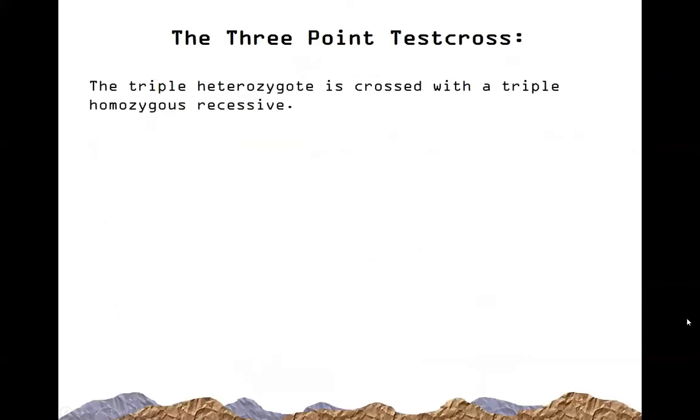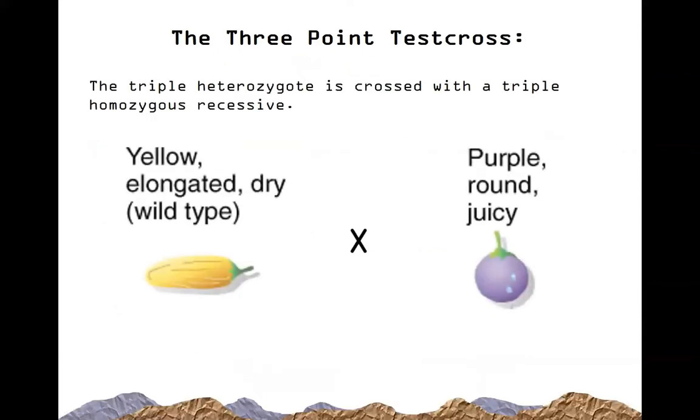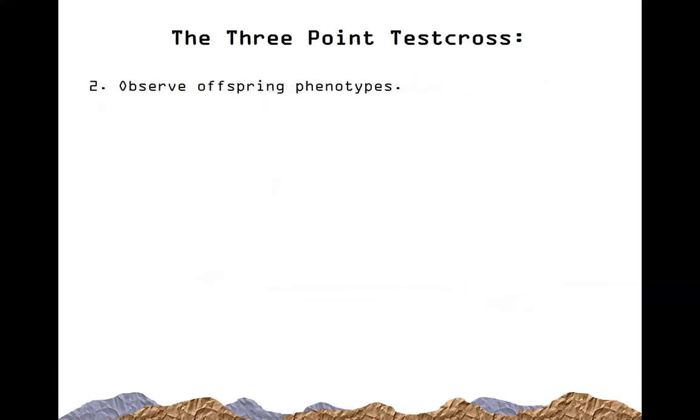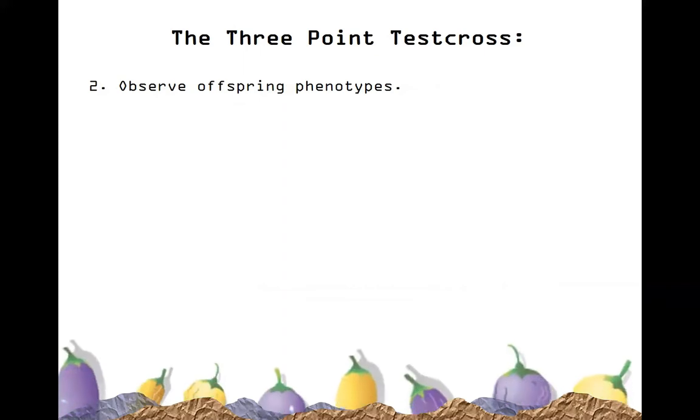So we set up this cross. These are plants, so we're going to let pollen do as it does. We now have these 2 parents: this wild type heterozygous individual that looks yellow, elongated, and dry, crossed to this homozygous recessive individual that looks purple, round, and juicy. We let nature take its course, and as offspring are produced, we count the different phenotypes that we get. What color is it? What shape is it? And what is the juice content?